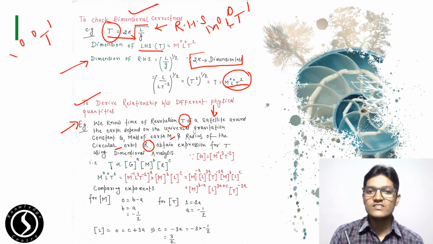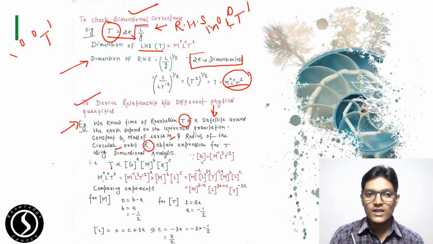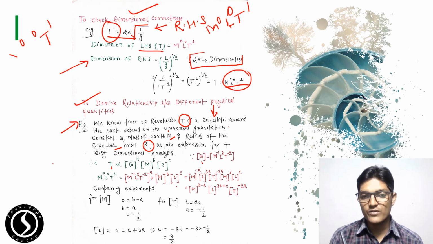Okay, and let's say they have the dimensional powers a, b and c. We know the dimension of universal gravitation, capital G, is M^-1 L^3 T^-2. Okay, so now you can see here dimensions of T, which is M^0 L^0 T^1. And if I am saying that dimensions of capital G, which is M^-1 L^3 T^-2, to the power a, dimensions of M, which we have not written over here because it's a mass, so M to the power b, and L to the power c for radius.